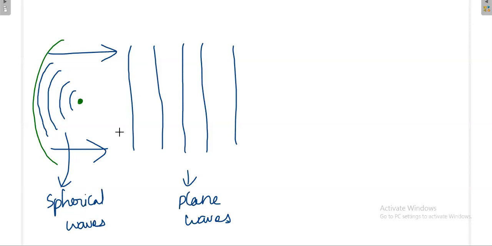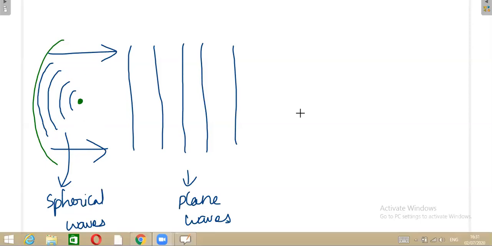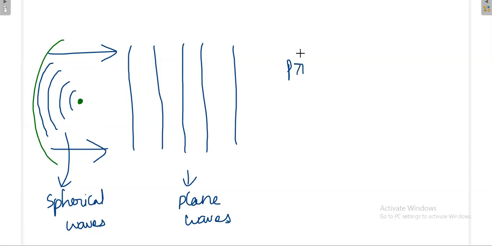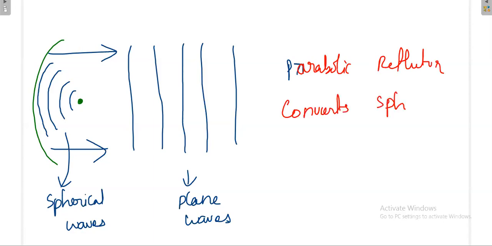So again, your parabolic reflector is converting the spherical waves into the plane waves. Another important concept they will ask in the exam. What the parabolic reflector is doing: it converts the spherical waves into the plane waves. So very important. Parabolic reflector converts spherical wavefront into plane wavefront, plane waves.